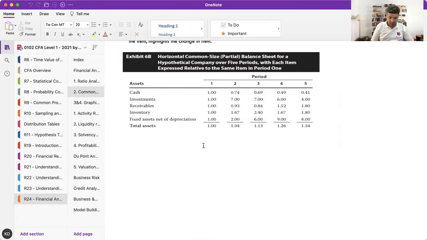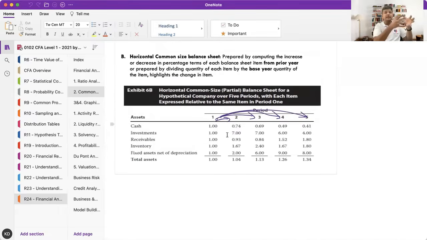That's the base value. And then in the second, third, or fourth year, if items increase, they will be more than 1. If they decrease, they will be less than 1. So you are comparing everything with the first year. Are you getting it? Each item is reflected relative to the base year, so it is easier to understand whether things increased or decreased from the base year over a period of time. So that is a horizontal common size balance sheet. Clear, everyone?